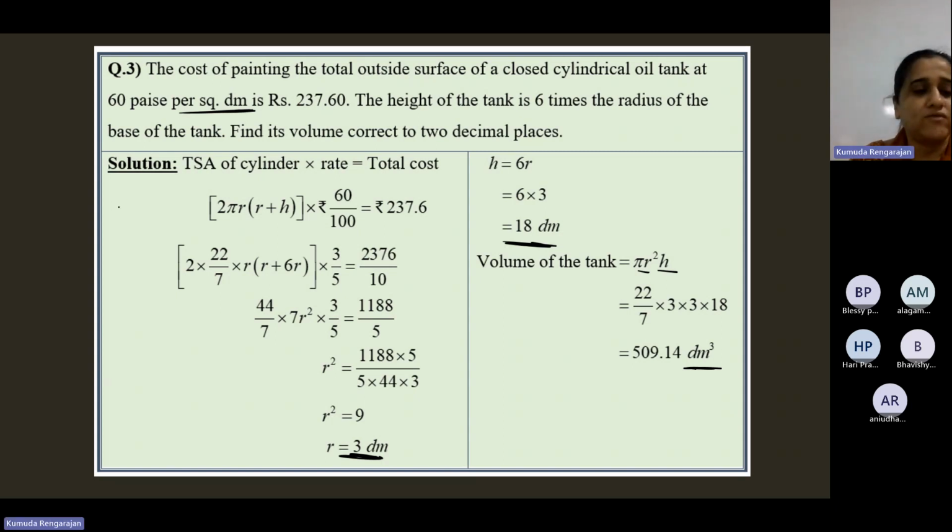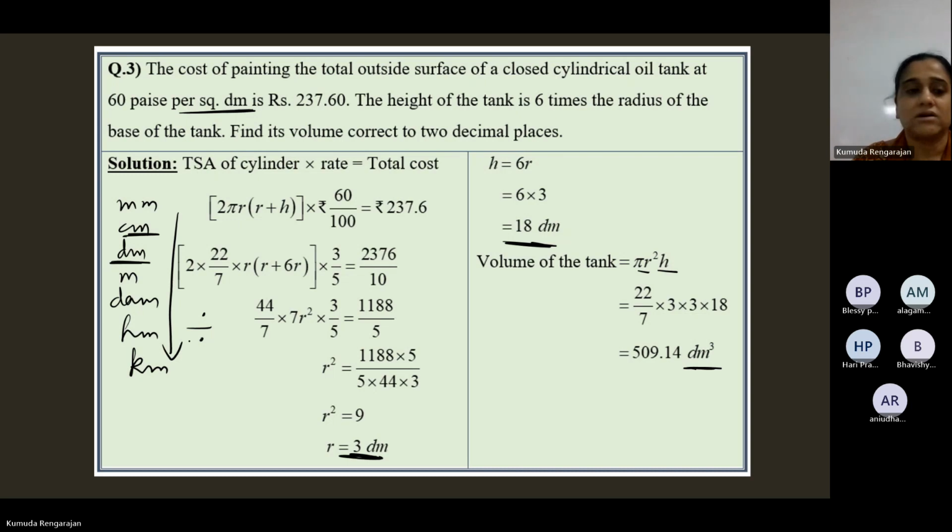Now write the metric chart of length: millimeter, centimeter, decimeter, meter, decameter, hectometer, kilometer. All right. Where are we? Decimeter. What is the required unit? Say, for example, centimeter. Now, when you write it in ascending order like how I have written, if you have to convert downwards, you'll have to divide. If you have to convert a larger unit to a smaller unit, you'll have to multiply.